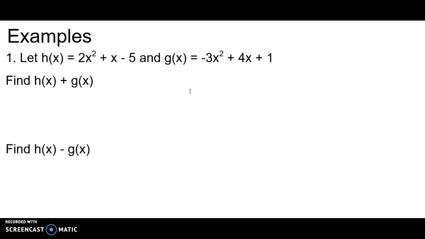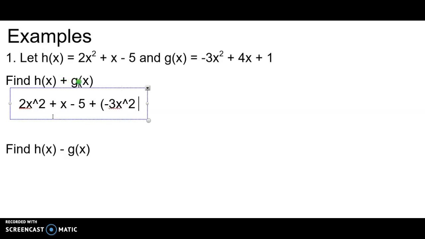Alright, we have the first example, number 1. We have h of x equal to 2x squared plus x minus 5, and g of x equal to negative 3x squared plus 4x plus 1. And we need to find h of x plus g of x. To do that, we're just going to add the two entire functions together, so we'll get 2x squared plus x minus 5, and then we'll add the entire g of x, which is negative 3x squared plus 4x plus 1.